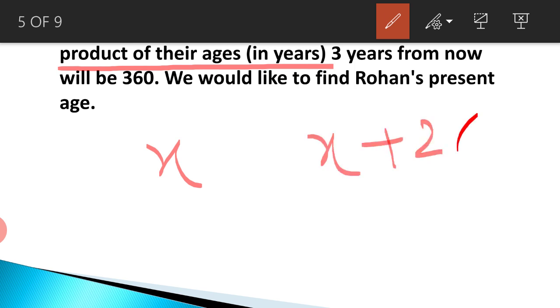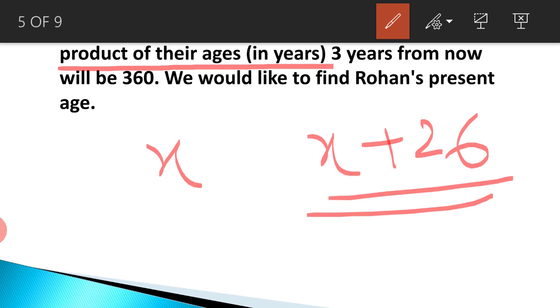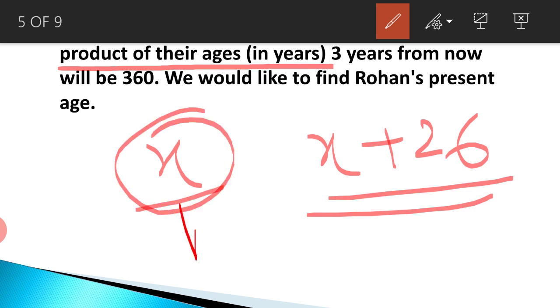Instead of taking another variable, can we represent mother's age with the same variable? So yes, x plus 26. Is it okay? So now this is Rohan's age and this one is mother's age, and then you can apply the conditions. In this problem, again you have two unknown quantities. Is it okay? So again there can be a doubt whether to go with simultaneous equations, that is equations in two variables, or a quadratic equation, that is in one variable.